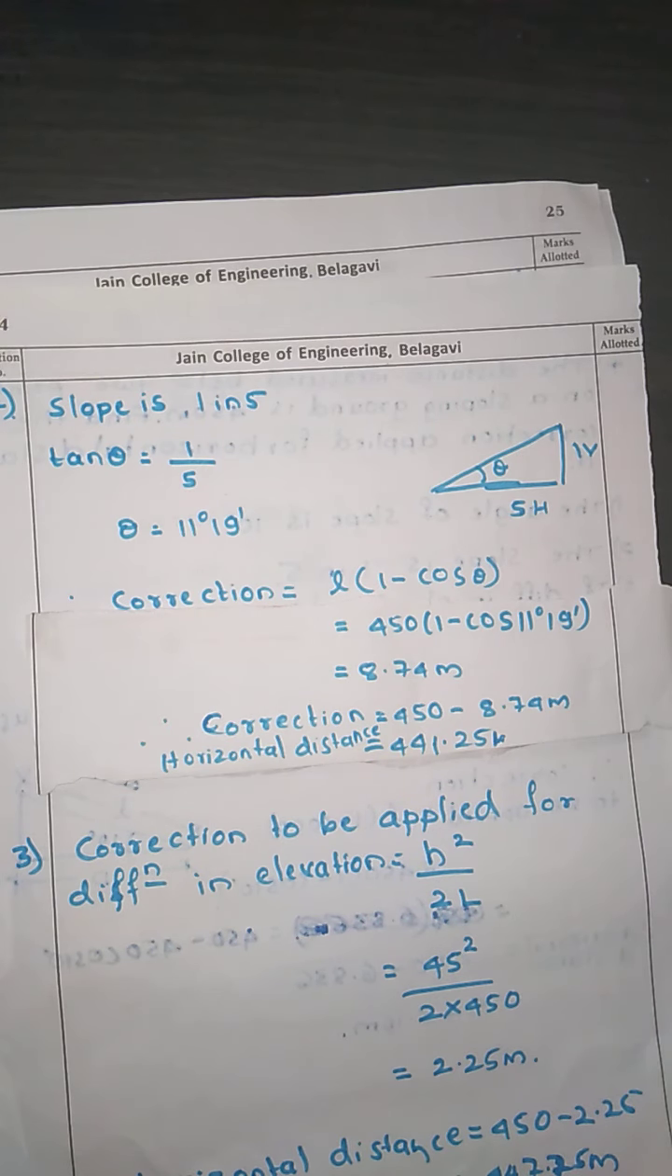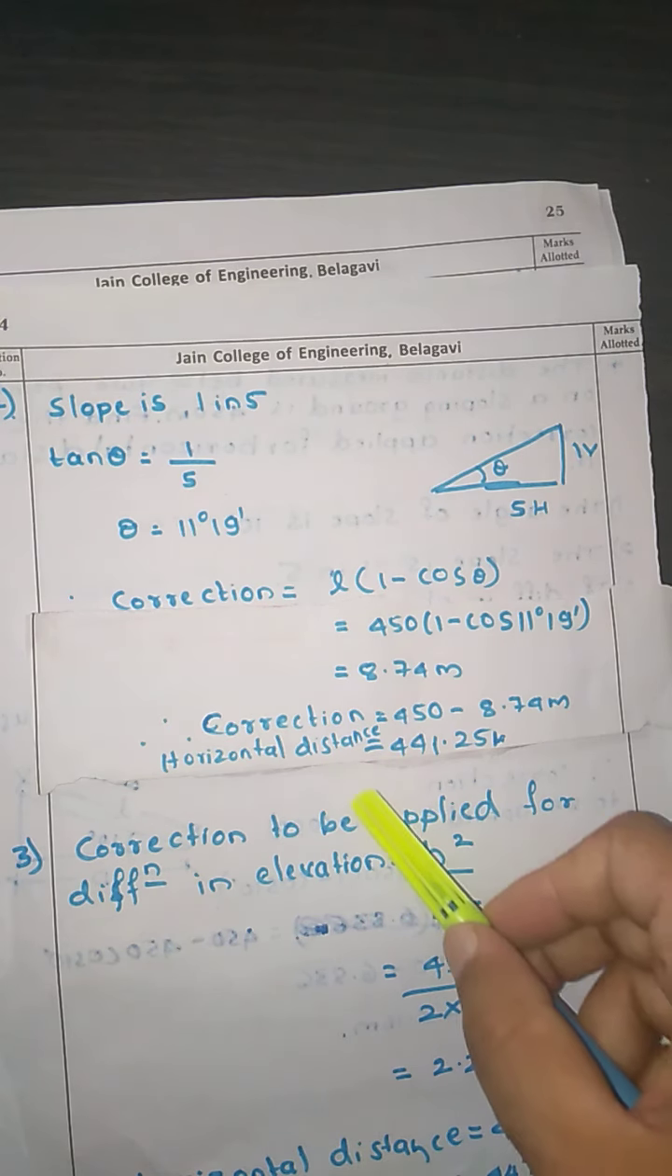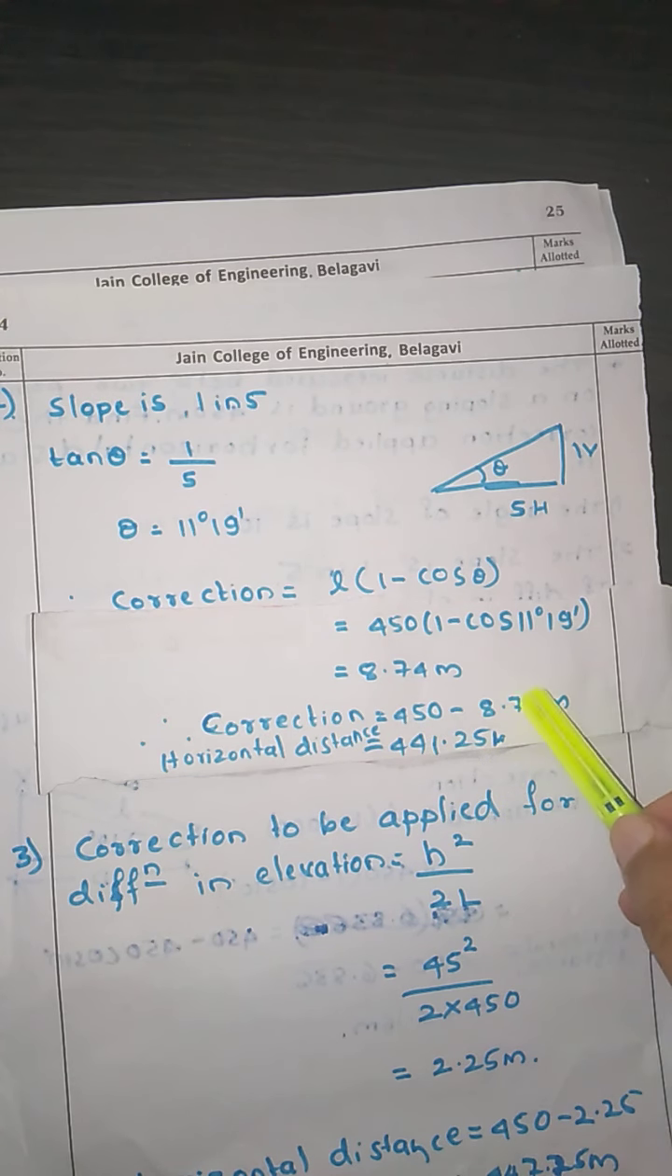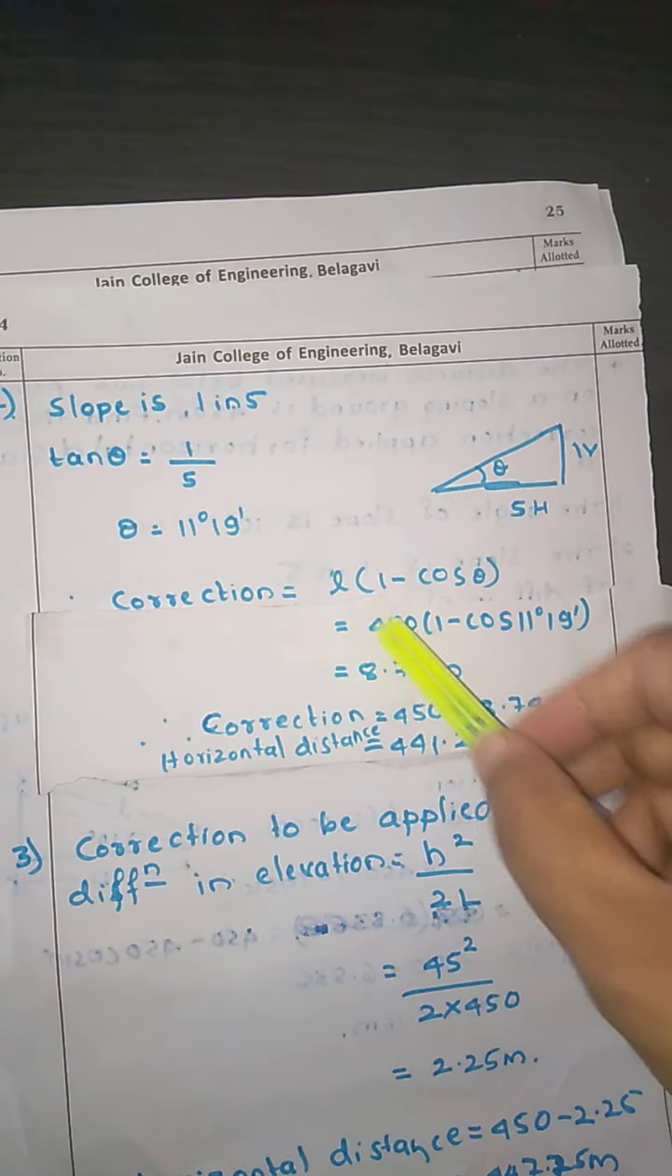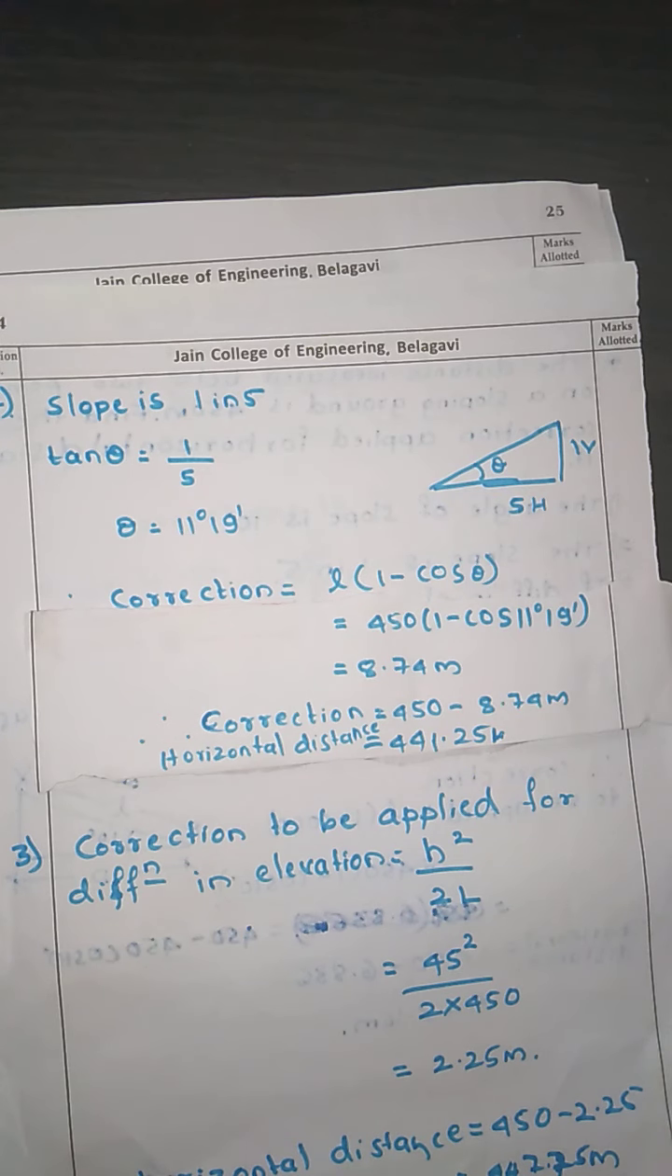Then you need to deduct the correction for horizontal distance. You need to deduct 450 minus 8.74. This correction you need to deduct from the distance measured. So here it is 441.25.